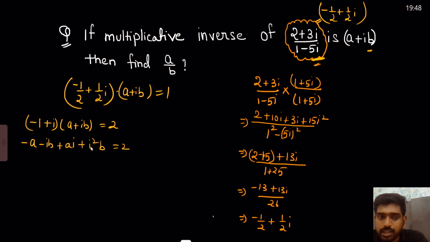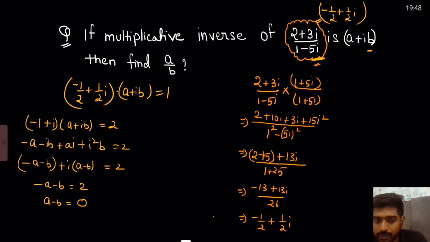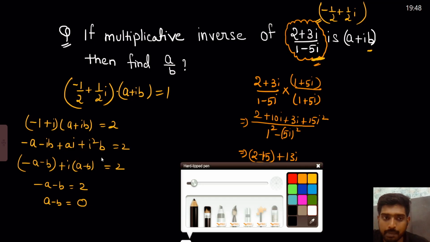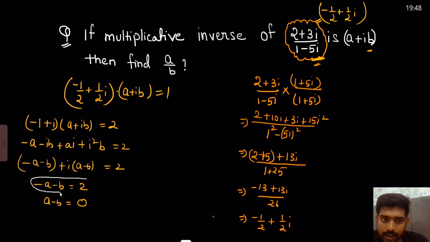So what is iota square? Iota square is minus 1. So minus of minus 1, minus of b will be here. What is the real part? Real part we got minus a minus b, and imaginary part after taking iota common from here, plus iota, the imaginary part we got a minus b is equal to 2. So this minus a minus b is equal to 2, and a minus b is equal to 0. This imaginary part is 0. We compared real part and imaginary part. Now we'll solve these two equations and we'll find the value of a and b.